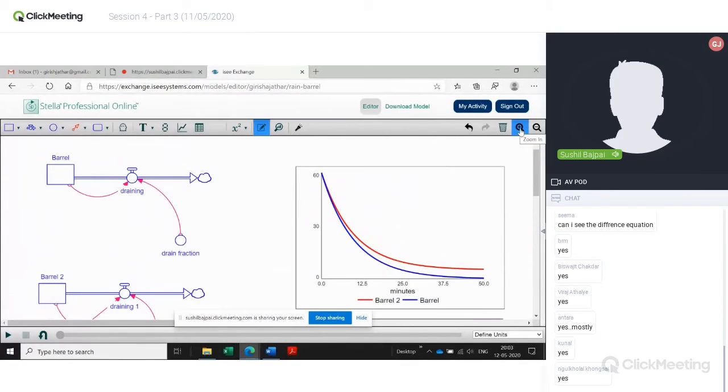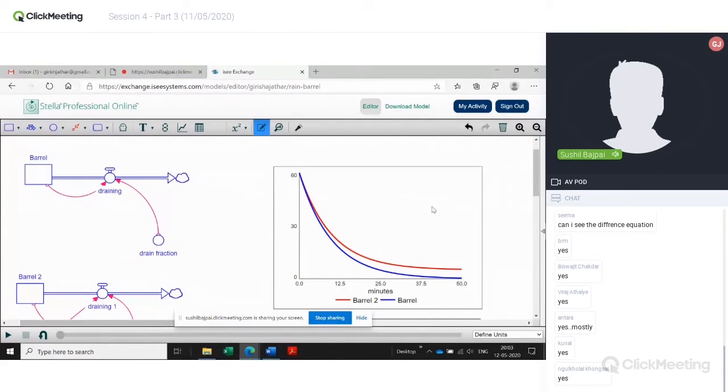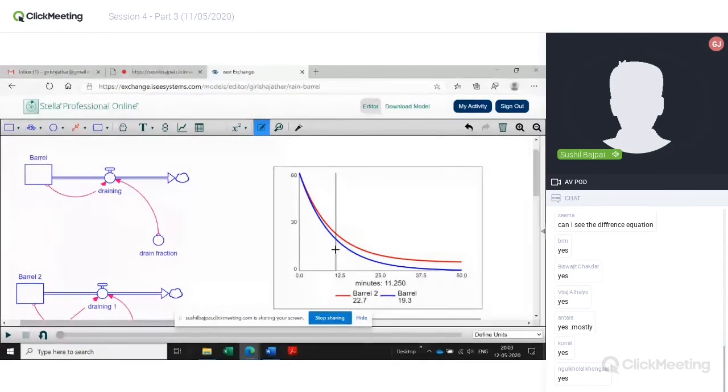Now you can see the barrel 2, which is the red line, is showing a certain amount of water remaining, and how much water is remaining in the barrel. That is what it shows, about 5.36 liters at the end of 50 minutes, and it is approaching 5, whereas the bottom barrel is gently approaching 0. Any questions on this so far?